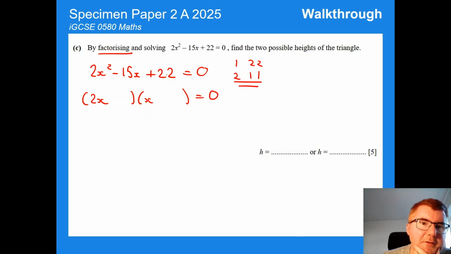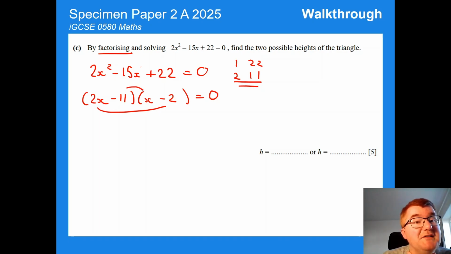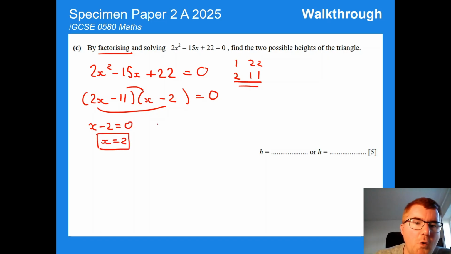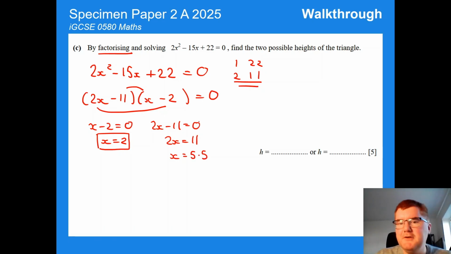And with a little bit of thought here, if I put a minus 11 here and a minus 2 here, that gives me a positive 22. And if I check my FOIL this way round, I do get minus 15x. A nice quick way of doing these questions, which will save you a ton of time. Now it means then either x minus 2 is 0, which means x is 2, or 2x minus 11 is 0, 2x is 11, so x is equal to 5.5 or 11 over 2.